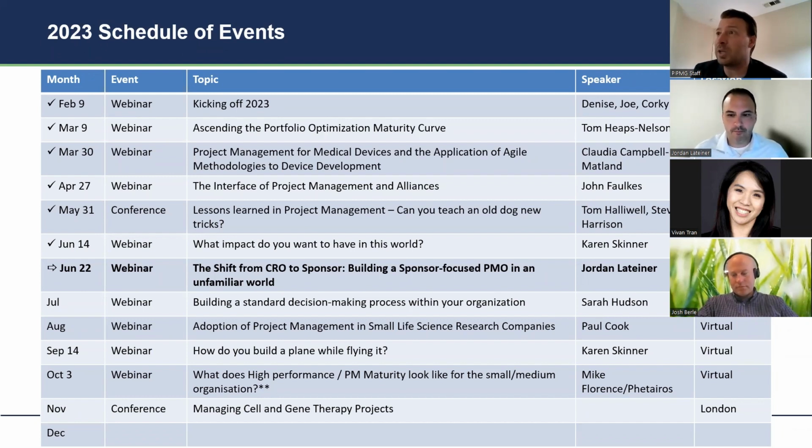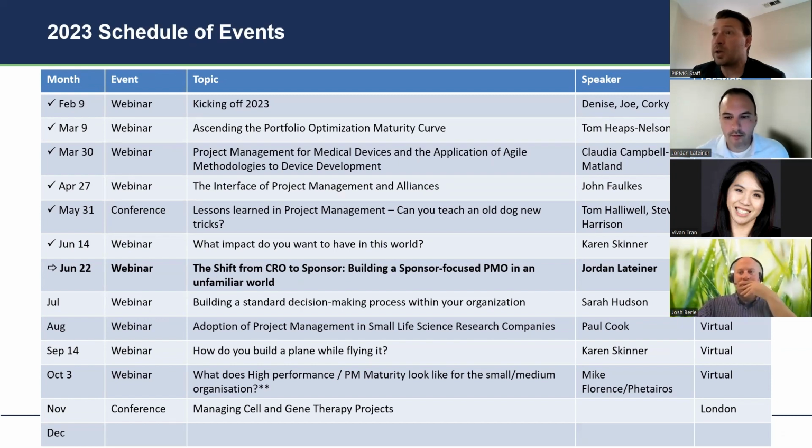Here today we have Jordan, and we'll introduce his topic in a few minutes. We have a few more sessions coming up towards the end of the year. In July, we'll talk about decision-making and establishing a decision-making framework in a small to mid-sized company. That'll be with Sarah Hudson. In August, we'll talk about creating a project management methodology for early research companies. So these are preclinical companies where project management is sometimes viewed as impeding on innovation.